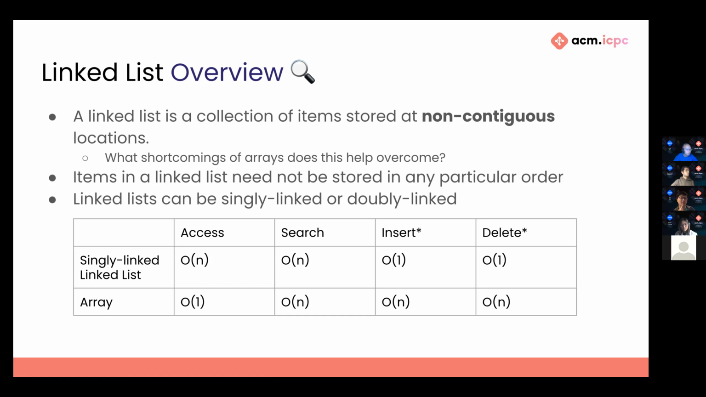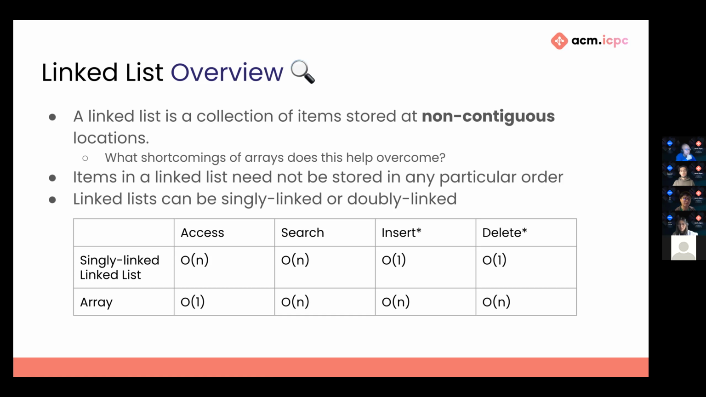And because of that, items in a linked list need not be stored in any particular order. As you can see below in this chart, insertion and deletion of elements for a linked list takes constant time, so O of 1, whereas for an array, it takes O of n, linear time. Now, of course, with every data structure, there are trade-offs, right? There's never going to be one data structure that you always use, and you always have to determine which data structure fits the problem you want to solve.